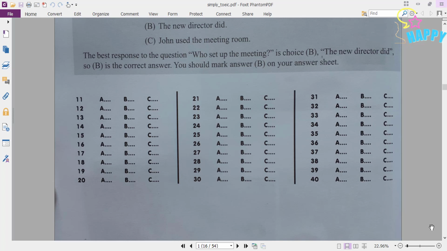Number 17. Whose car will he take? A. Anyone he can find. B. John's giving him a ride. C. Emma's lending him hers.